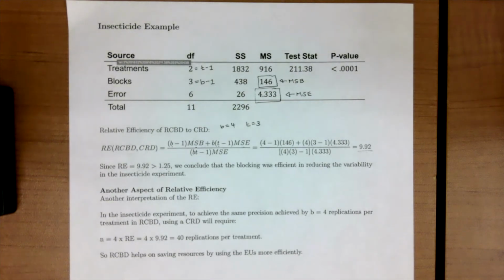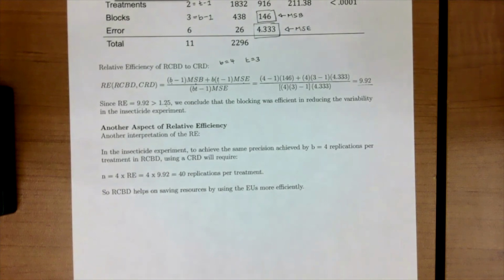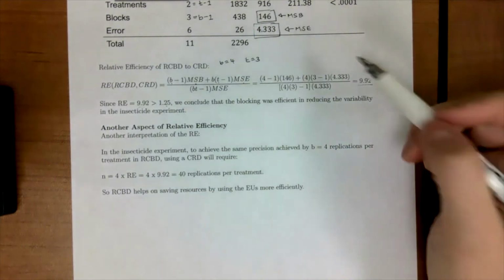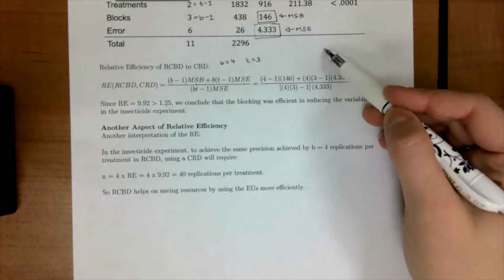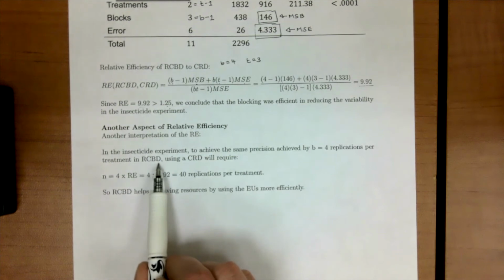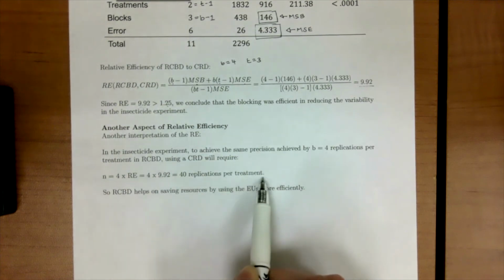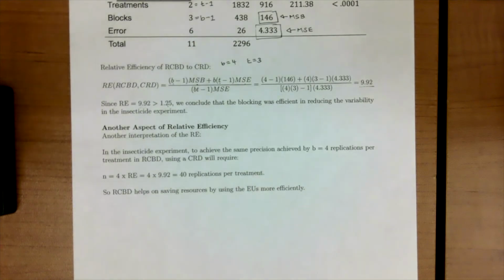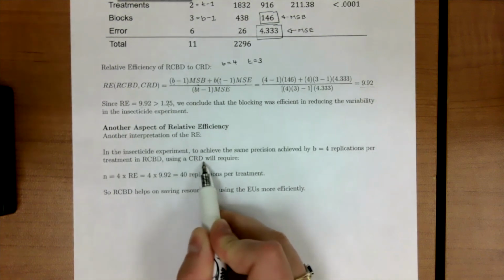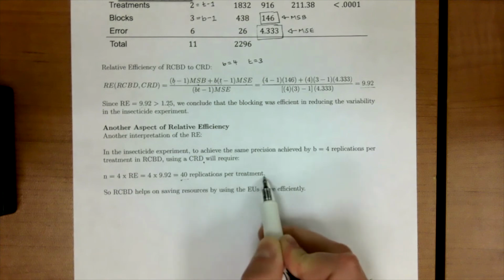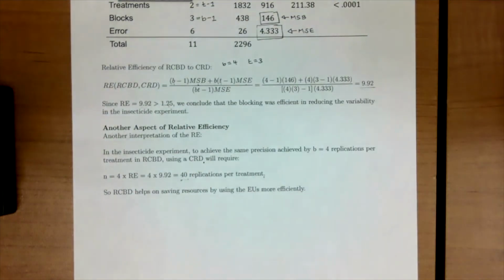You can also have another interpretation of relative efficiency, and so we'll stick with the insecticide experiment. To achieve the same precision that we got here with 4 blocks per treatment in the RCBD, we would need 40 replicates per treatment. Again, this is just saying that the randomized complete block design was useful because it also saved us a lot of resources. If we were to do this with a completely randomized design, we would need 40 replicates per treatment rather than what we had in our original experiment.